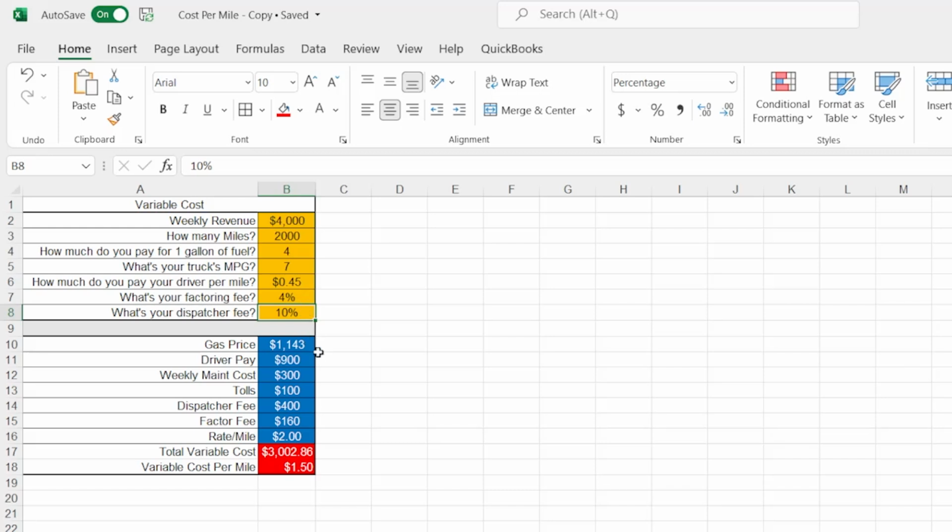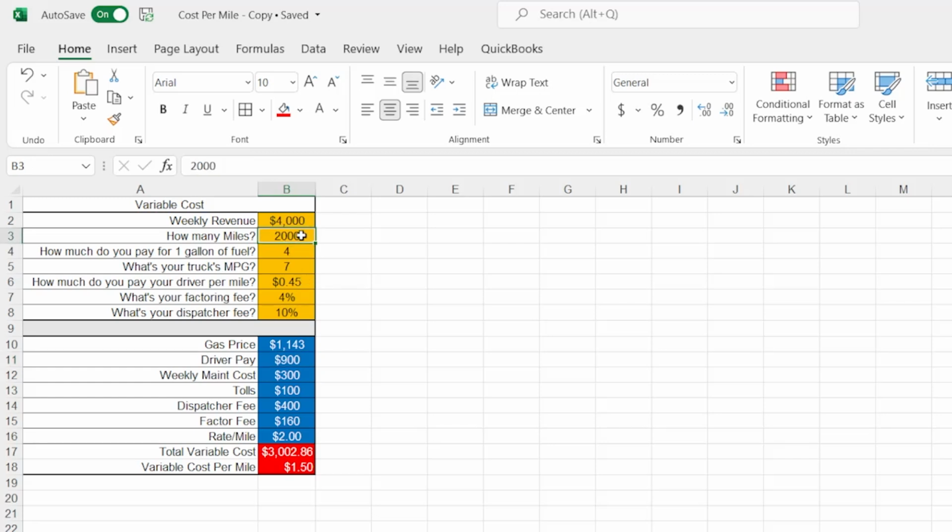Now, we have here your gas price. How much are you going to pay per week for gas? And that is all dependent on how many miles you drive, the price of 1 gallon, and your truck's miles per gallon. The very simple equation, you take your miles and you divide that by your miles per gallon, and you get how many gallons you're going to use per week, and then you multiply how many gallons your truck will consume by the cost of 1 gallon. So here we have $1,143 per week on fuel. Driver pay, $900, and that is simply based on taking 45 cents times 2,000 miles.